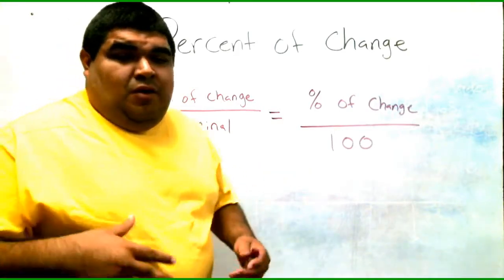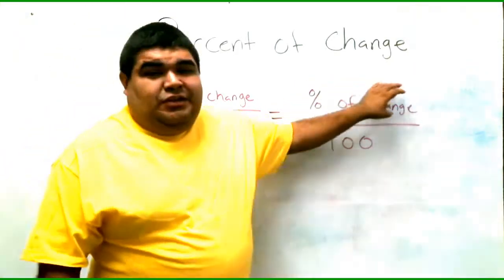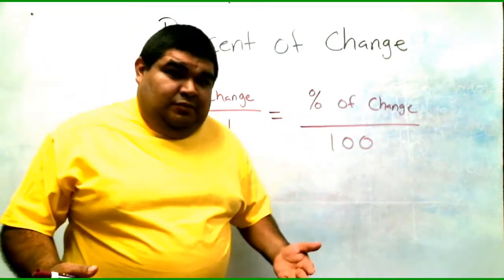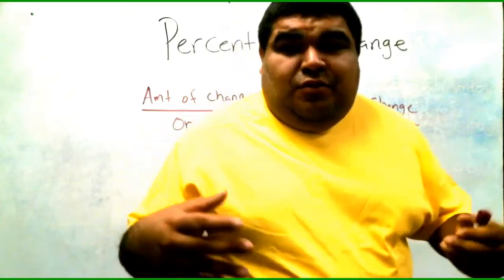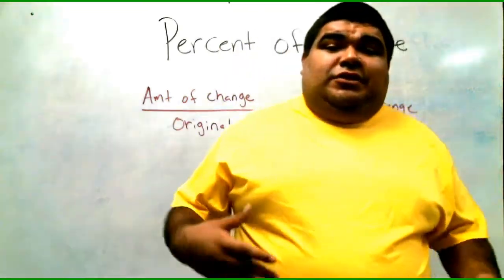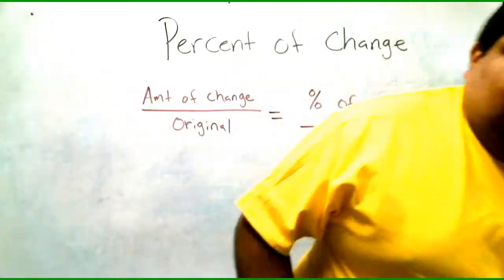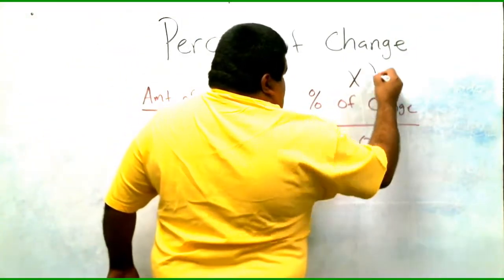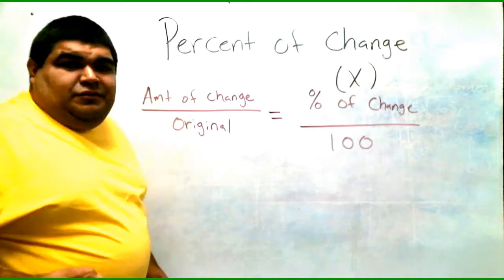I always like to change percent of change into a variable. Makes it a lot easier because we know how to solve for variables. So we're gonna change percent of change, we're gonna label it X. Okay. So X is percent of change.